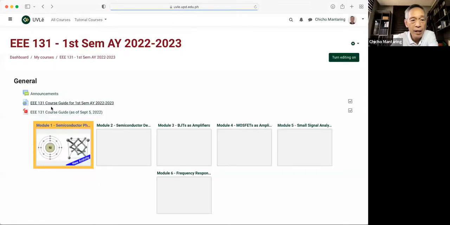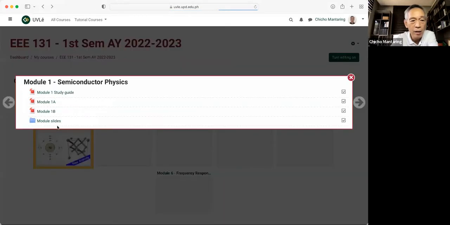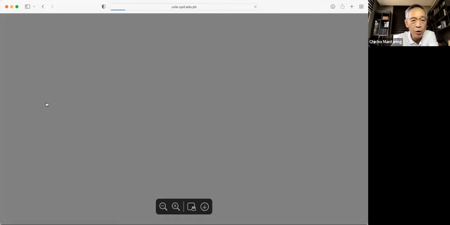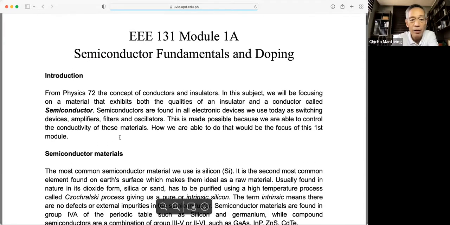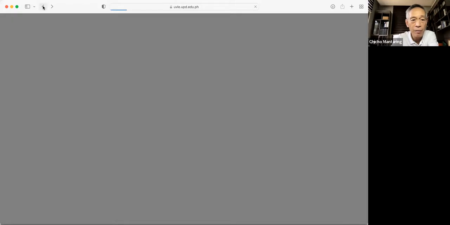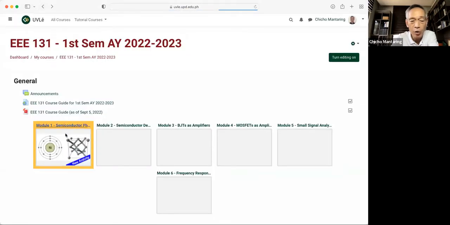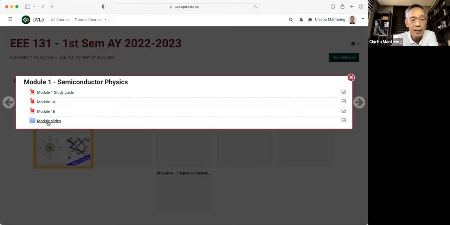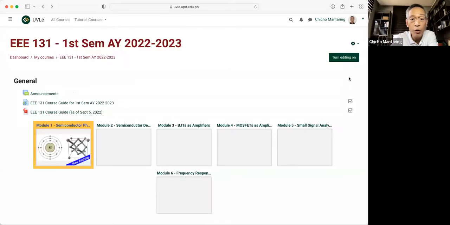Then you have the slides for the module. You have a write-up for module 1A, a very good write-up which you can study. The same thing for module 1B, module 1C, and module 1D, and then you also have your slides. The material for this week has been published, and soon the material for next week will be published. So please go through this.